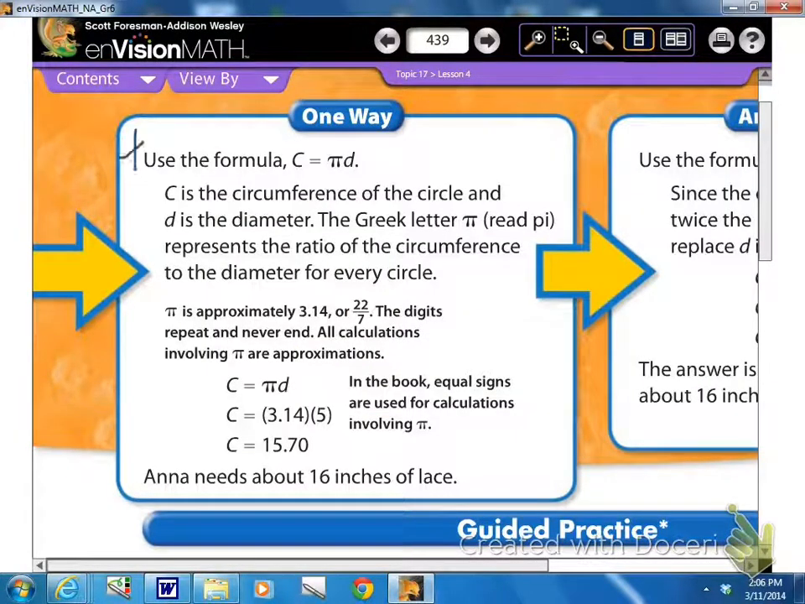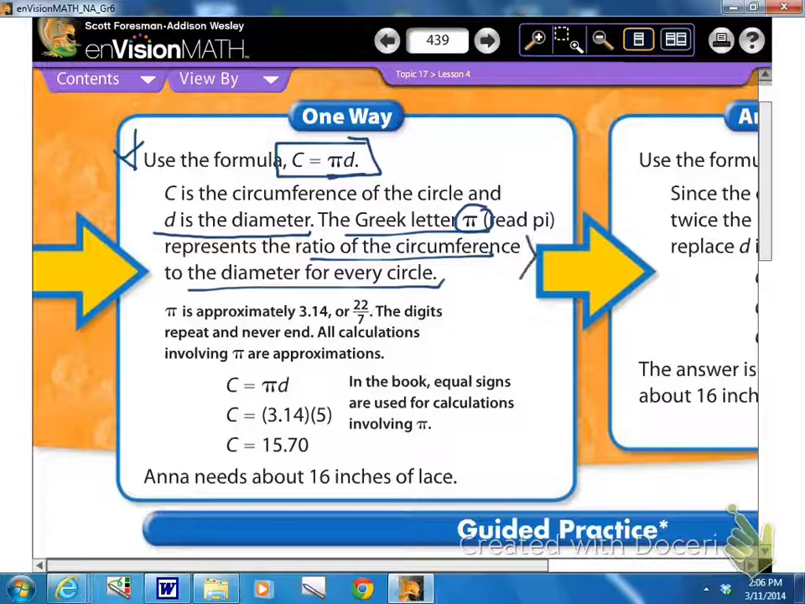Alright, let's look at one way. They're going to give us two different ways and two different formulas here to find the circumference. So here's the formula. Circumference is equal to pi times the diameter. C is the circumference of the circle, D is the diameter, and the Greek letter right here, which we read as pi, represents the ratio of the circumference to the diameter for every circle, so it's just part of this formula. And we round it to 3.14. If you wanted to write it as a fraction, you could write 22/7, but we usually use this decimal in this formula because it's easier.